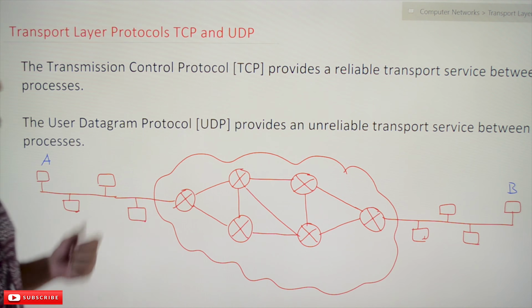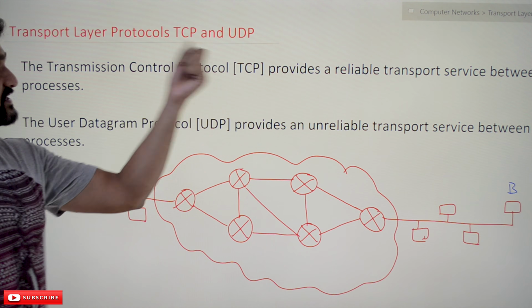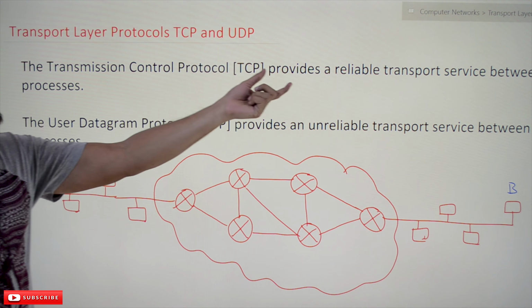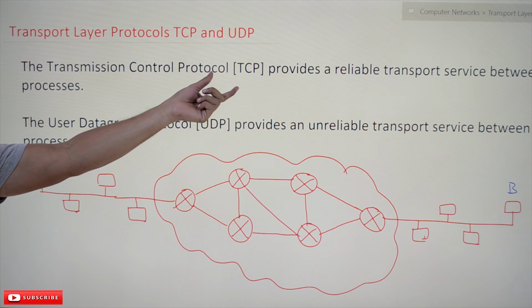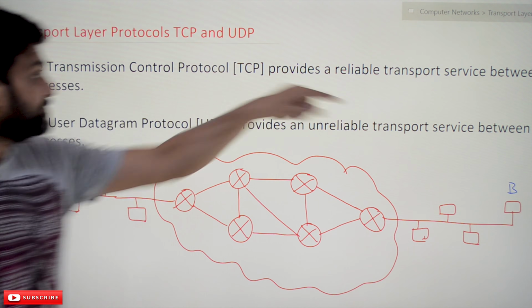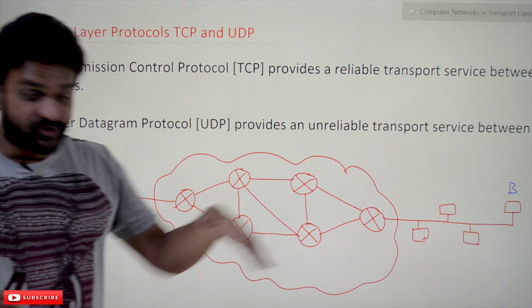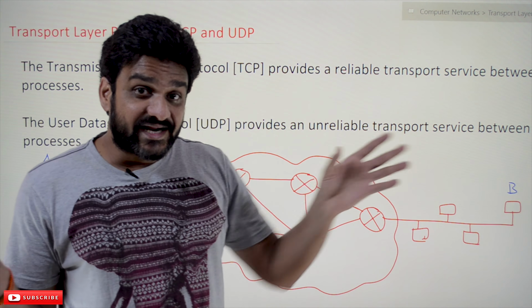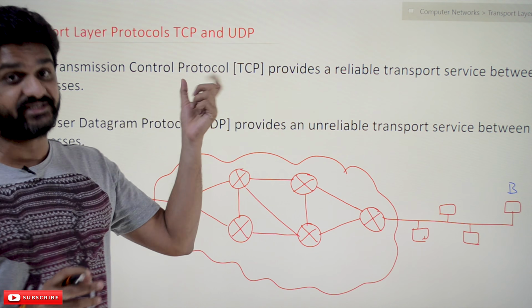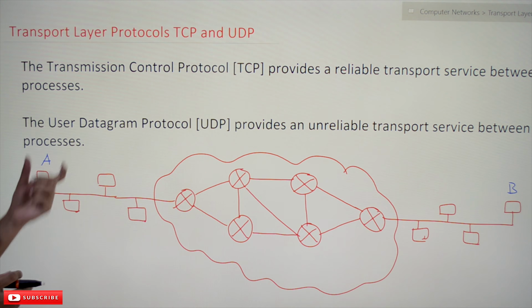Now coming to this class, what is this TCP and UDP? TCP stands for Transmission Control Protocol. The objective of this Transmission Control Protocol is to provide a reliable transport service between the processes. So between the processes, the reliable communication is provided by using TCP.